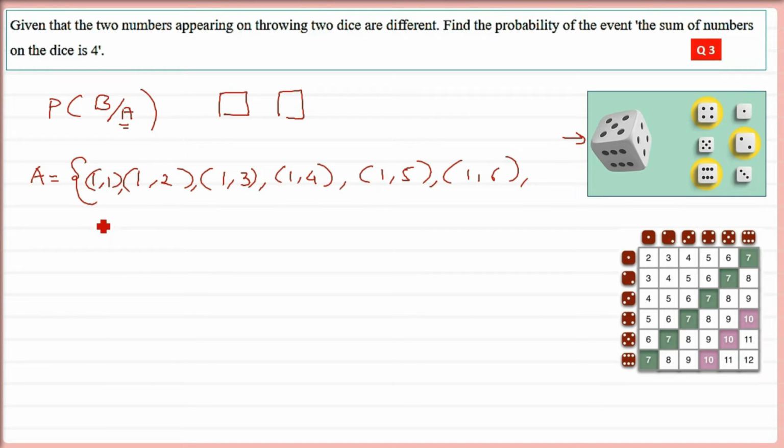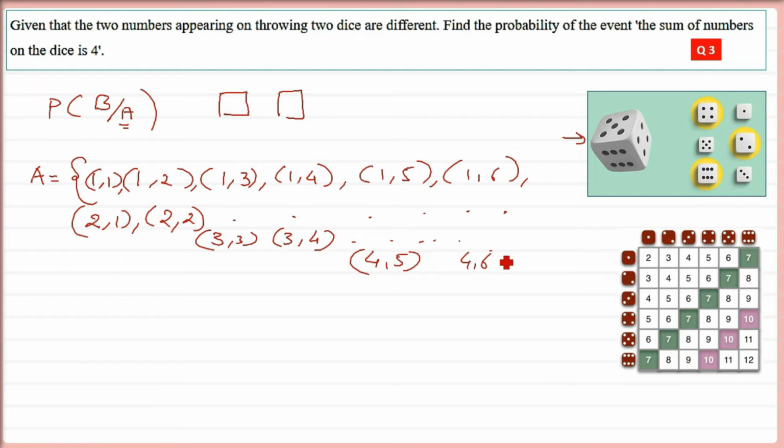Now the second one will be what? 2 and 1, 2 and 2, 2 and 3, 2 and 4, 2 and 5, 2 and 6. Like this. So I'm writing 2, 1 and this 2, 2. I hope you got the idea. How about 3? It will be 3, 1, 3, 2, 3, 3, 3, 4, 3, 5, 3, 6. So I'm writing a few of all of them. 4, 1, 4, 2, 4, 3, 4, 4, 4, 5, 4, 6. So I'm writing again a few of them.